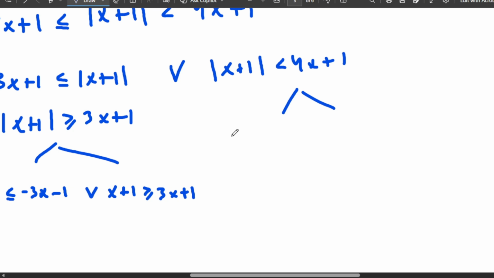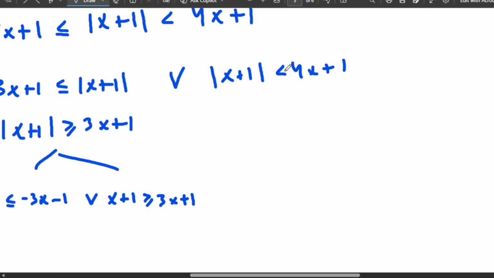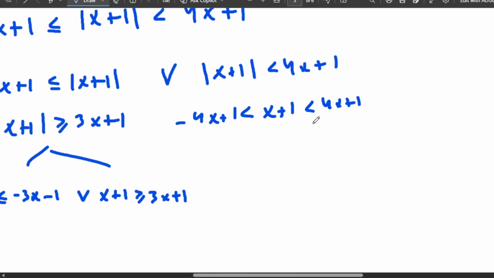Negative, so x plus 1 is less than... actually it doesn't split, because it's less than. So we have this x plus 1 will be greater than, sorry, for x plus 1 negative, and this would be less than for x plus 1. Okay, for this one we need to evaluate each one again.